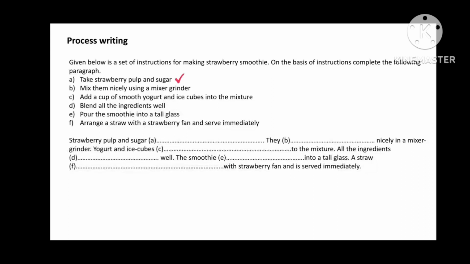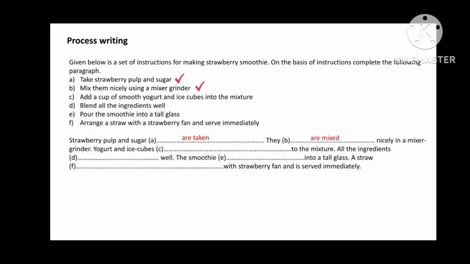If we read the first instruction, it is, take strawberry pulp and sugar, which is in simple present tense. Strawberry pulp and sugar is the object in this sentence. Hence, it will be taken as subject in passive voice, which is already taken in the paragraph. So we can continue with, strawberry pulp and sugar are taken. Next, they are mixed nicely in a mixer grinder, which comes from the second instruction. Mix them nicely using a mixer grinder.